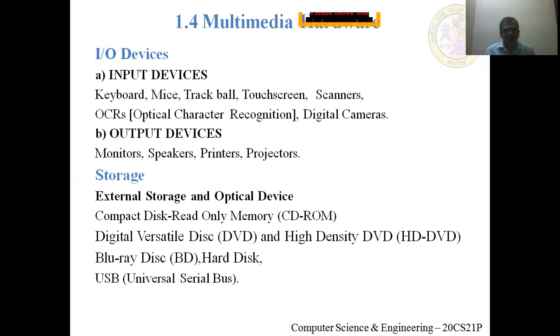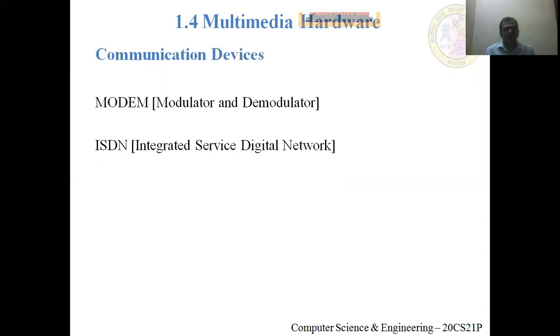The different storage devices that can be used to store the multimedia data are the CD-ROM, nothing but compact disk read-only memory, the digital versatile disk, the high-density disk, the Blu-ray disk, the hard disk, and also the USB, nothing but universal serial bus. So multimedia hardware consists of communication devices like modem and also ISDN.